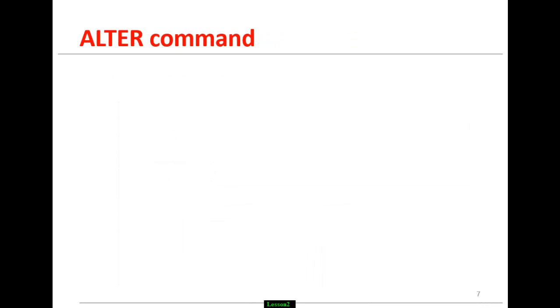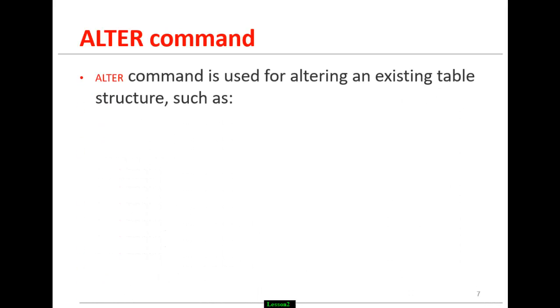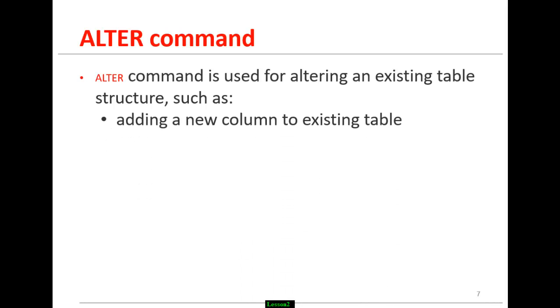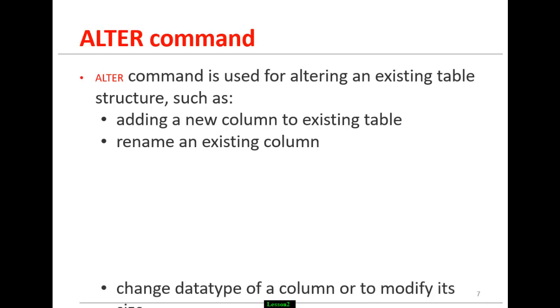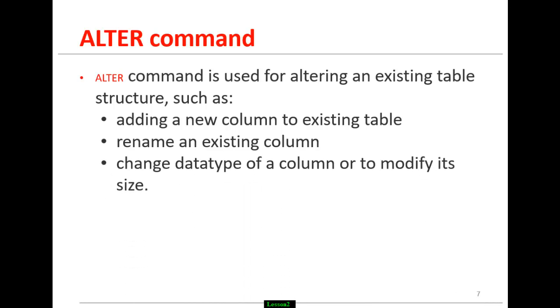Now, let us move to the second DDL command, alter command. Alter command is used for altering the table structure, like adding a new column to an existing table, rename an existing column, change data type of any column or to modify its size. Drop a column from the table.